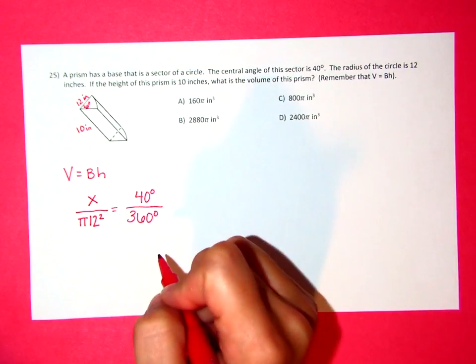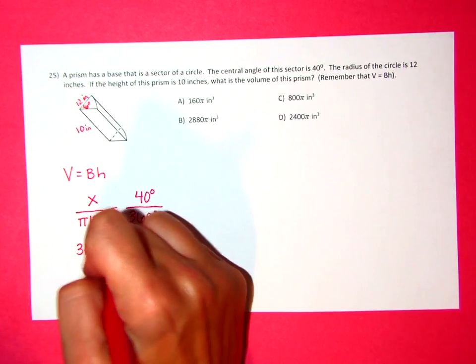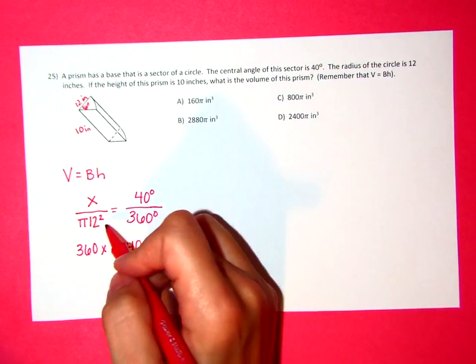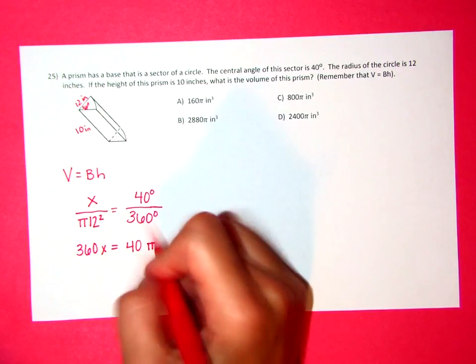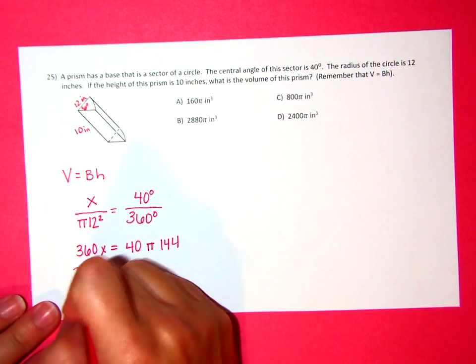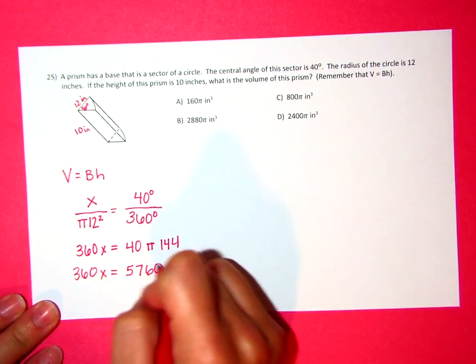Now we're going to cross multiply. We're going to do 360 times x is going to equal 40 times pi times 12 squared, which I'm going to go ahead and do now. 12 times 12 is 144. So let's clean that up. We have 40 times 144. So 360x is equal to 5,760 pi.